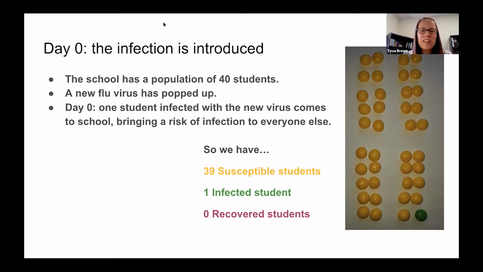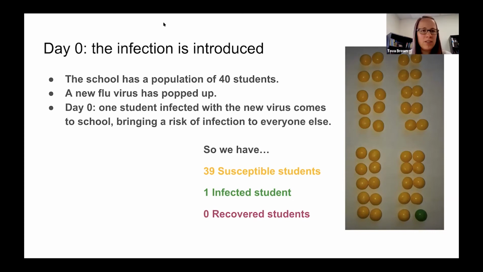Okay, so there's some novel flu virus. They're constantly mutating. So here's one that no one has immunity to, and in this population of 40 students at the school, someone comes sick. The population that we're going to be working with is 39 yellow Skittles and 1 green Skittle, representing 39 susceptible students, 1 infected student. No one has yet had time to recover, so there are no purple Skittles. Students will put this collection of Skittles into their cup and shake it up. Then we have to figure out what to do next.